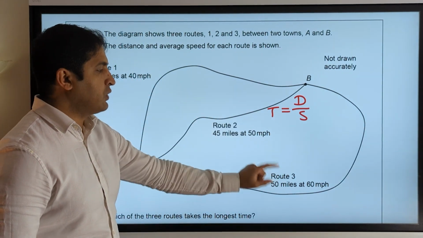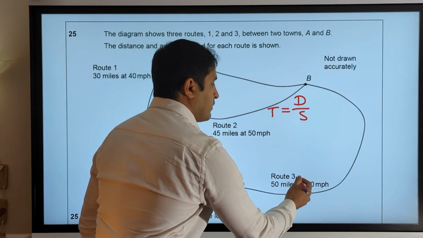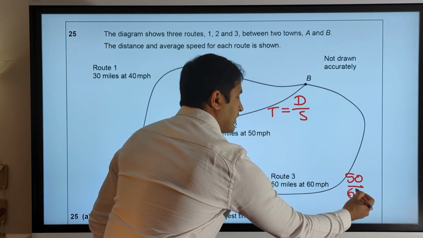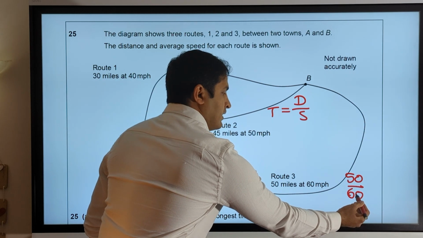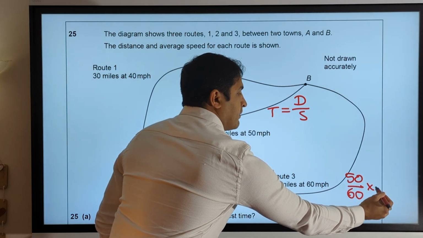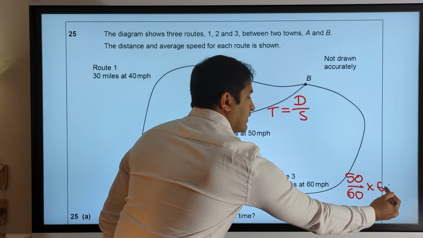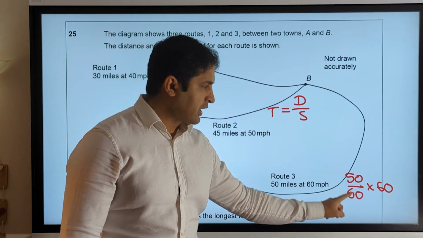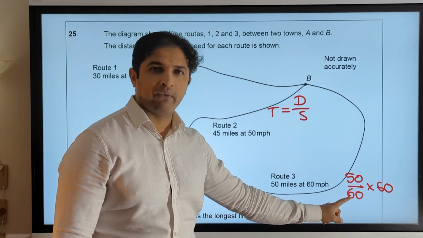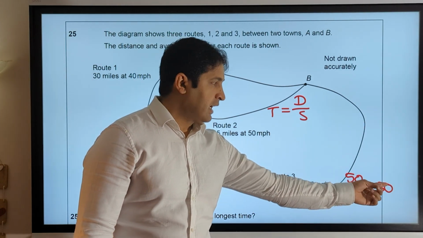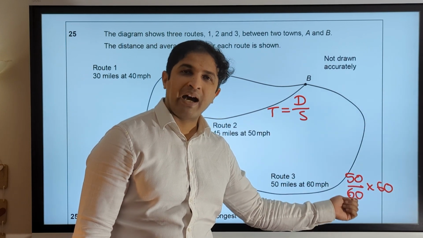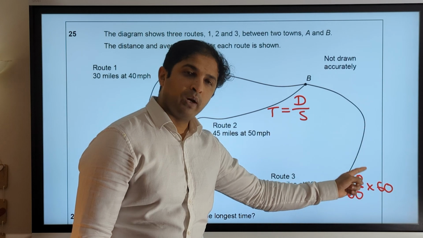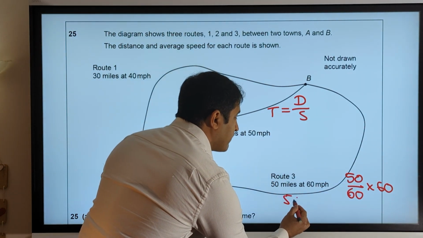But again, trying to do that way, okay? So we're doing this. For route 3, we're doing 50 divided by 60, because that's the distance, that's the speed. And multiplying it by 60. Why did I multiply by 60? Because whatever you get, 5 over 6, that's 5/6 of an hour. If I wanted the time in minutes, I need to multiply by 60 to convert hours into minutes. So 60 divided by 60 gives you 1. So you get 1 lots of 50. So route 3 will take 50 minutes.